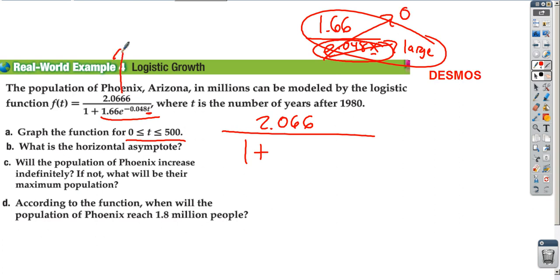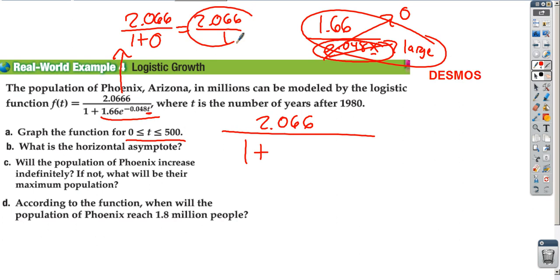So then what does this become? This becomes 2.066 over 1 plus something that's basically 0. So that's the same thing as 2.066 over 1, and that obviously equals 2.066. So here's how to check that using the graph. The asymptote should be y equals this number. That should be our asymptote.